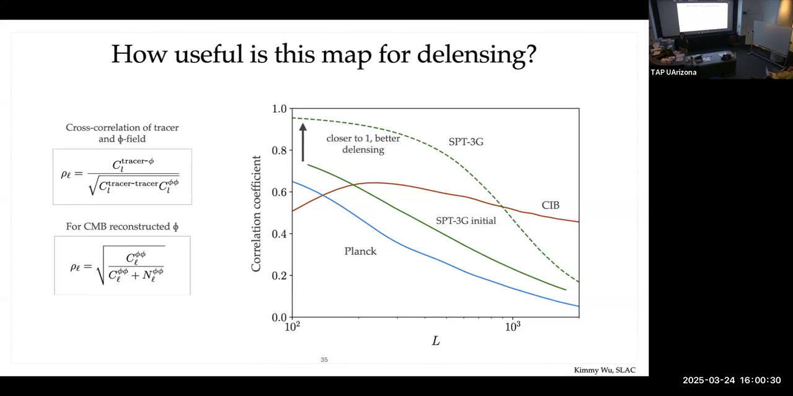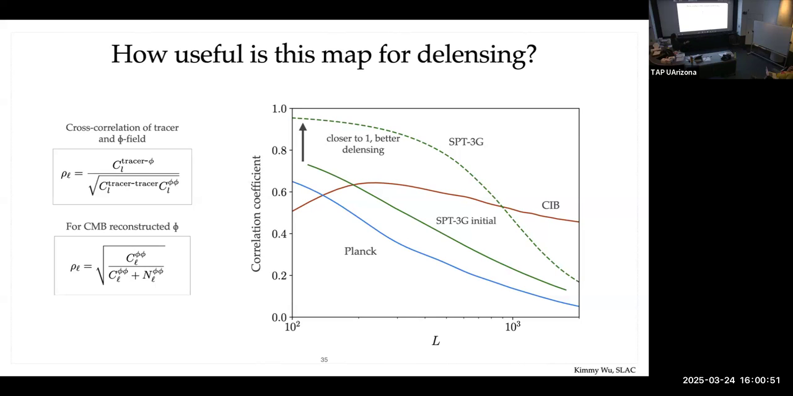Now, how useful is this map for delensing? So you can calculate the cross correlation of your reconstructed phi with your input phi. How well the E mode is measured is a subdominant factor. So essentially, you can compute the cross correlation of your phi tracer. That gives you the ballpark of how well it can delens. This is for the Planck phi map.